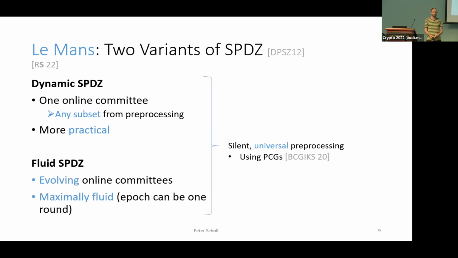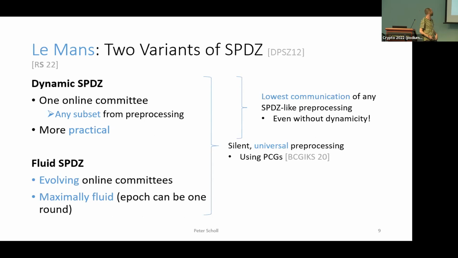And both of these protocols are tied together by the pre-processing phase, which is the same in each protocol. We have what we call a universal pre-processing among all of the participants, which also has a nice silent feature by building on recent advances in pseudorandom correlation generators. And the first protocol for dynamic SPDZ is also particularly nice because, thanks to the silent pre-processing, it has the lowest communication of any of the SPDZ-like protocols that were previously known, including ones just supporting static participants.